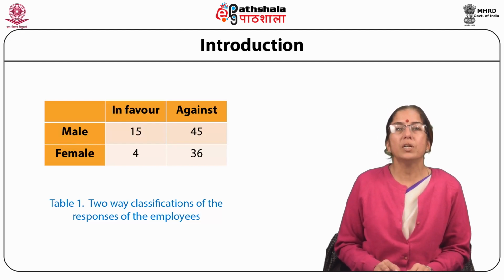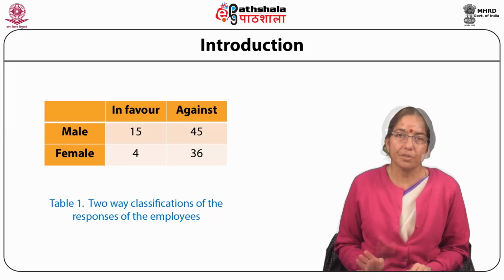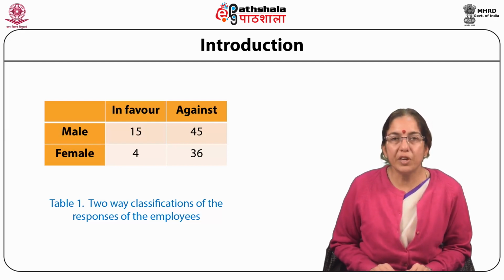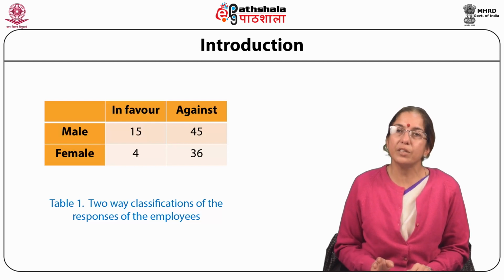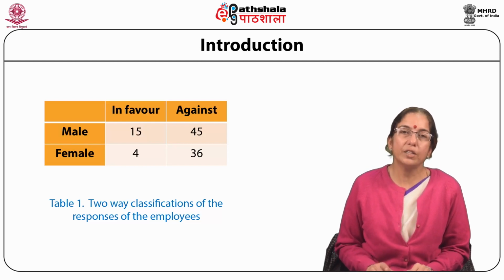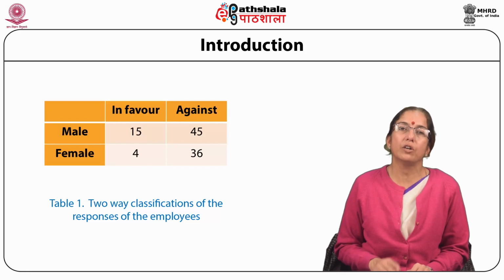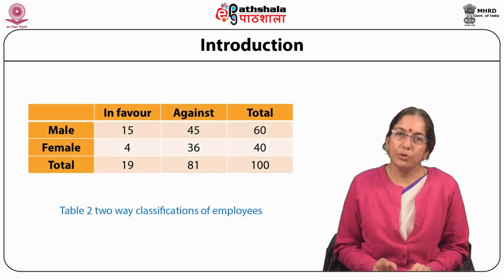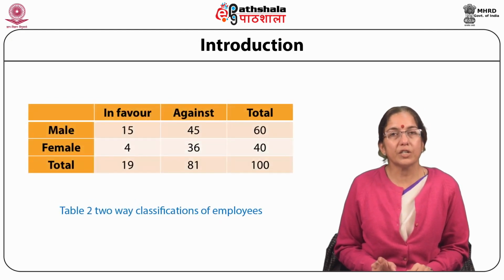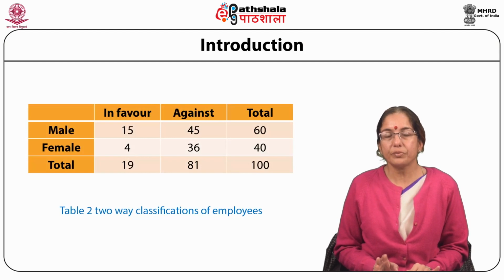For example, 15 employees in this group possess 2 characteristics: they are male and in favor of paying high salaries to CEOs. We can interpret the numbers in the other cells the same way. By adding the row of totals and the column of totals to Table 1, we write Table 2, the two-way classification of employees.